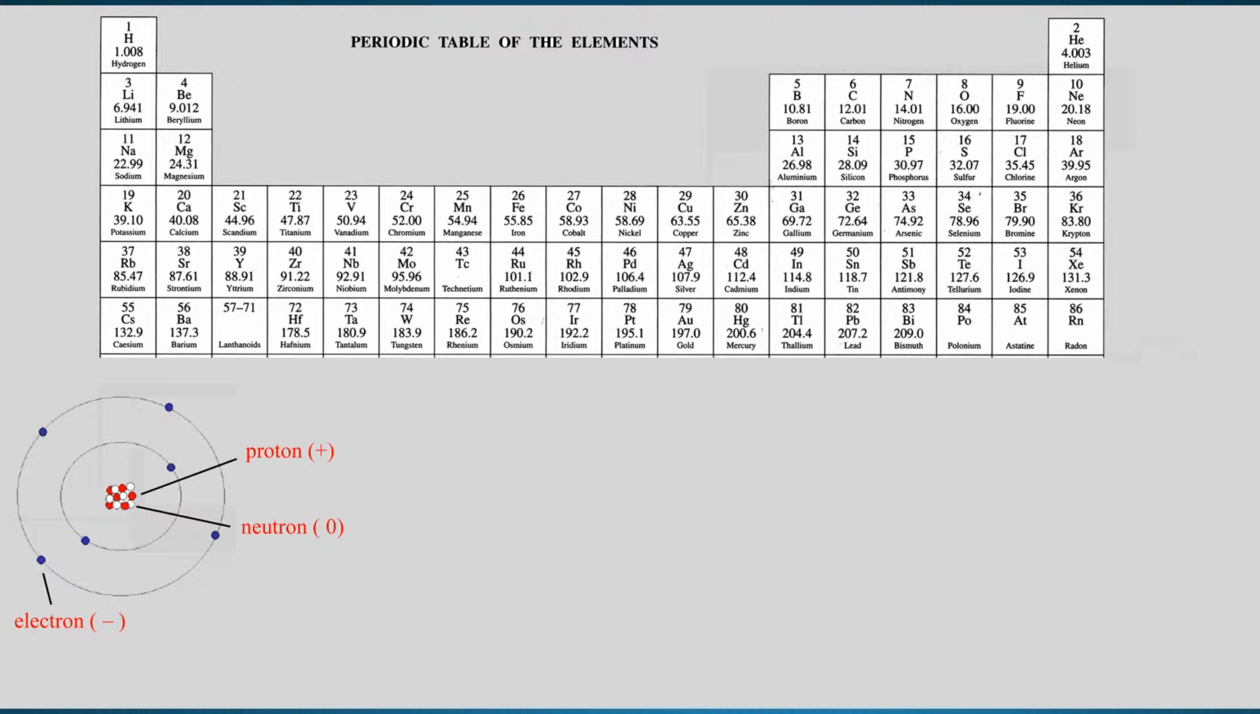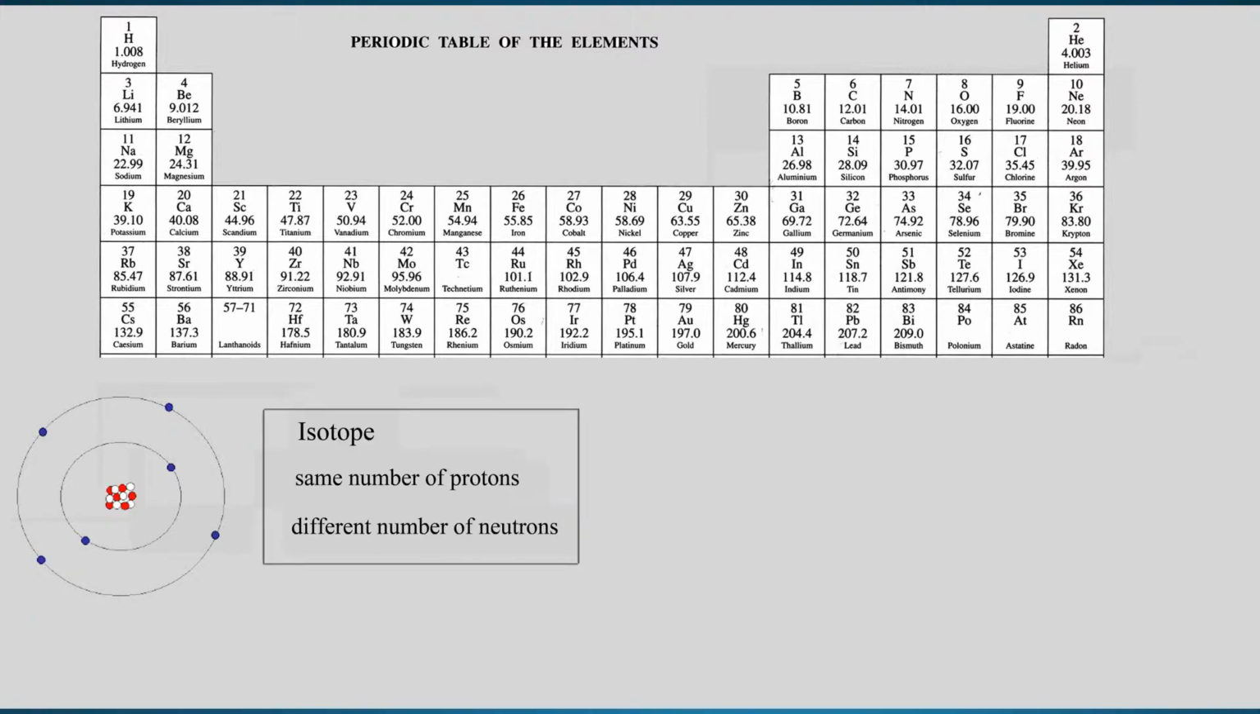Then what is an isotope? Isotope is about having the same number of protons, because the number of positive protons must be the same. You change the proton, you become a different element. But how about the neutron? Yes, the neutron number can vary.